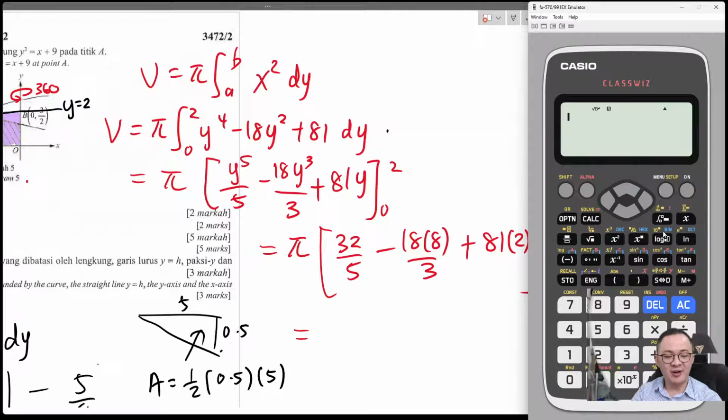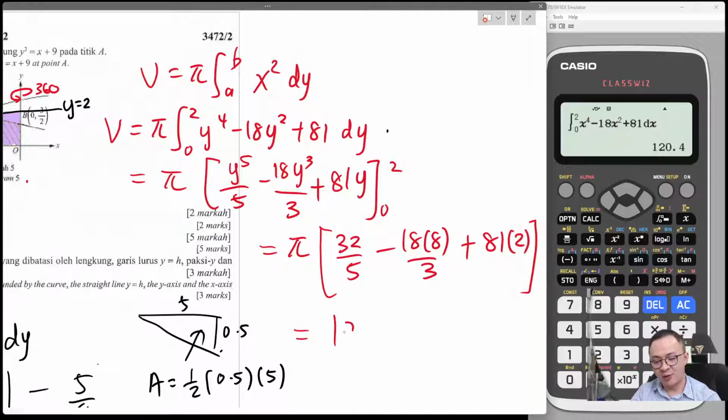Alright, so if I do this one, I will just play some cheating here. I will just insert everything here, so I ensure my answer is always correct. Minus 18x squared plus 81 from 0 to 2. So I know my final answer should be this one: 120 and 4. Done. Paper 2 seemed a lot easier.